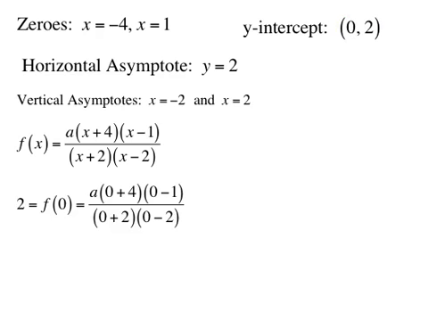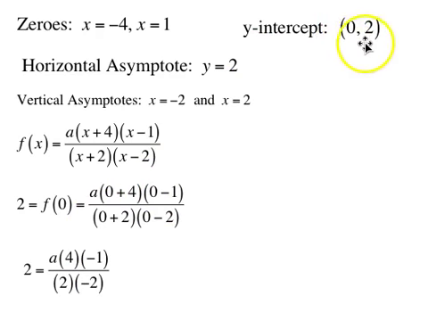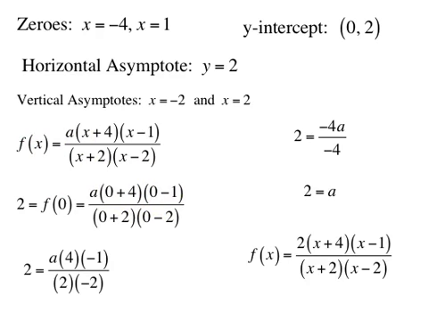2 is f of 0, to solve for a, plugging in 0. 4 times -1 upstairs, 2 times -2 downstairs. Equals f of 0, which is 2 because the y-intercept is 2. When x equals 0, y is 2. So 2 is -4a over -4, so of course a is 2. So plugging in that 2 into this function, we're going to see f of x is 2 times x plus 4, x minus 1 over x plus 2, x minus 2 is our answer there.